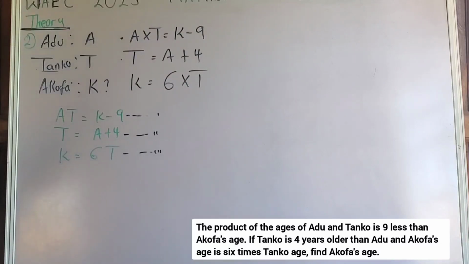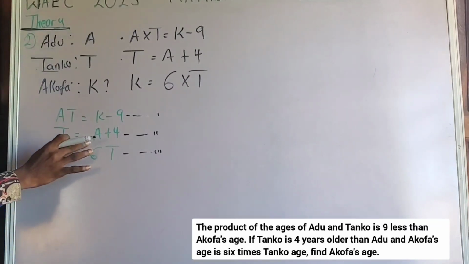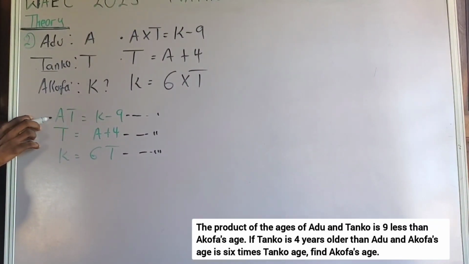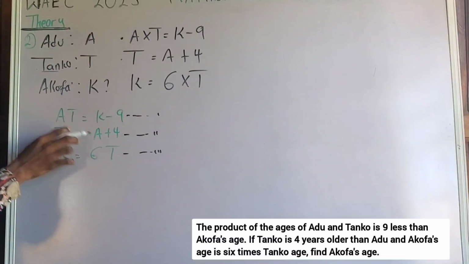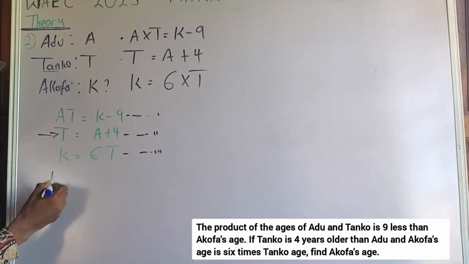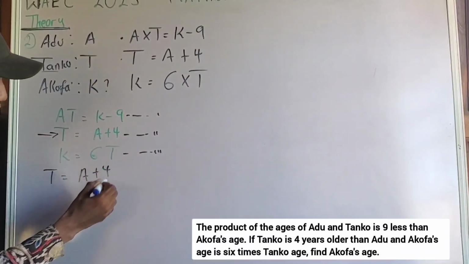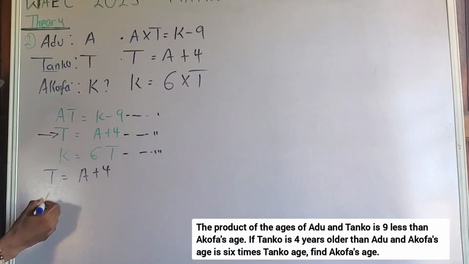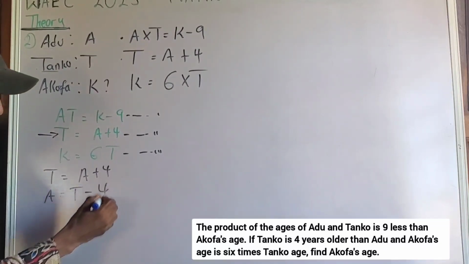Okay, the first step in solving this question is to make A the subject of the formula in equation 2. The reason is simply because if I can get the value of A from equation 2, A is present in equation 1. Are you getting it? I can easily substitute the value of A. Okay, let's go. Make A the subject of the formula in this equation. T equals A plus 4. Okay, what will be the value of A? A will be equal to T minus 4, right?